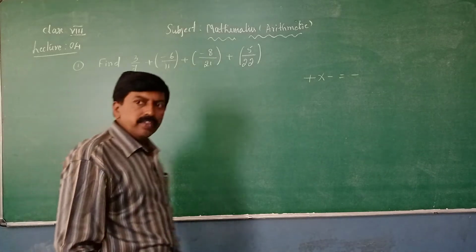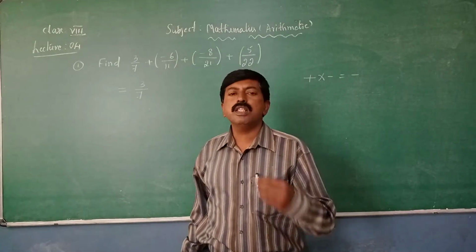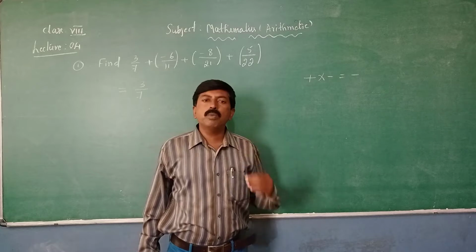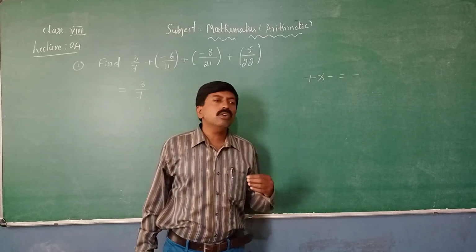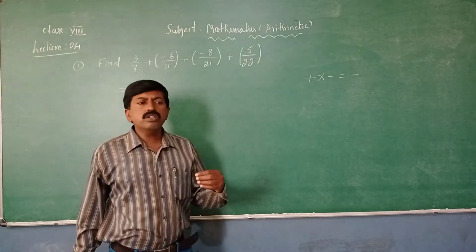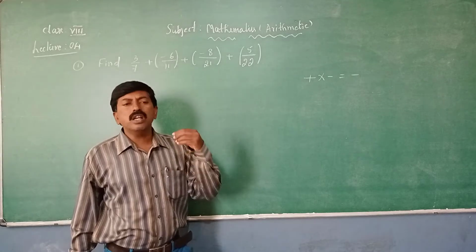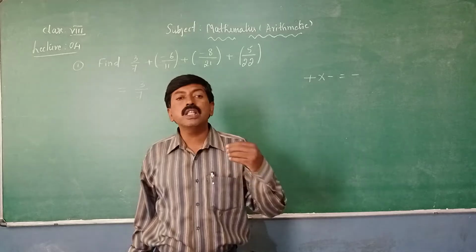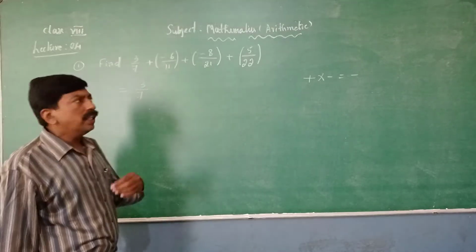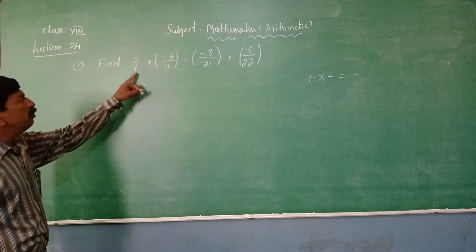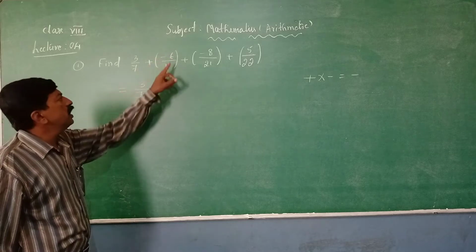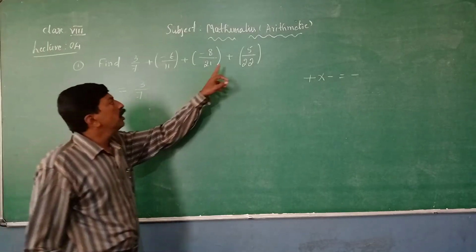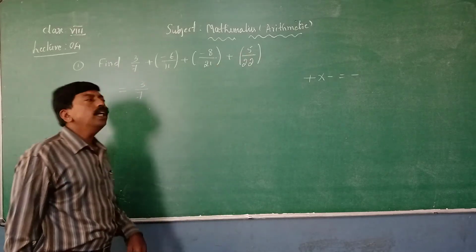Well, students, in our previous class, we have studied closure property, commutative property, and associative property. We already know about rational numbers. Now, how do we add rational numbers using these properties? Find 3 by 7 plus of minus 6 by 11 plus of minus 8 by 21 plus of 5 by 22.